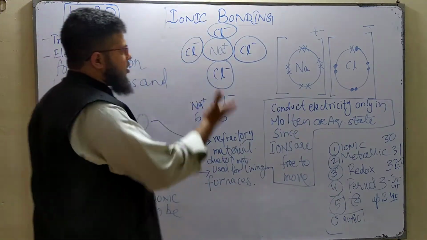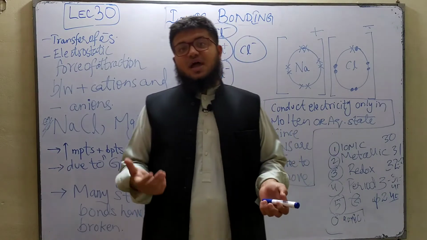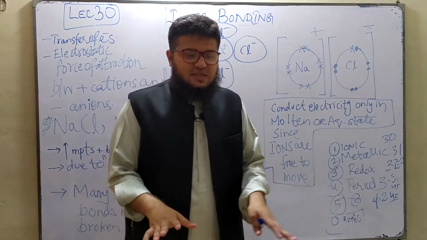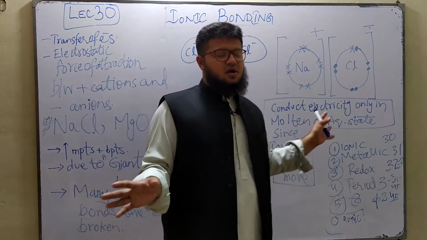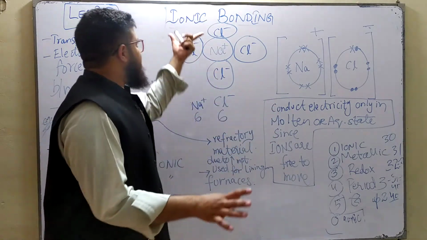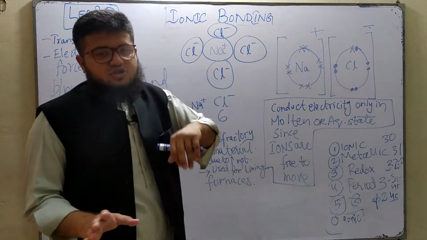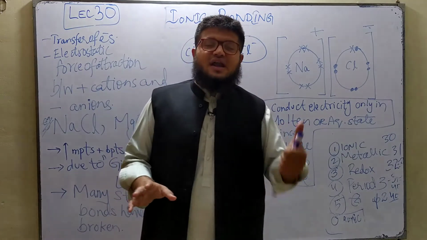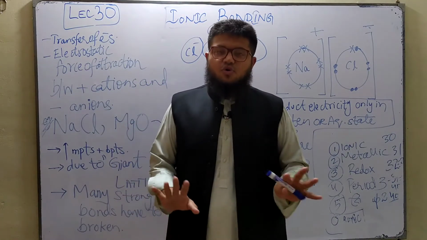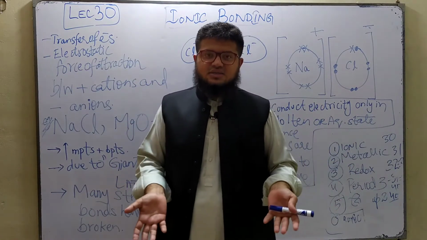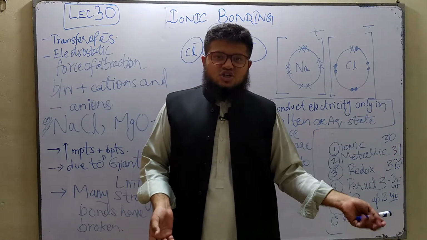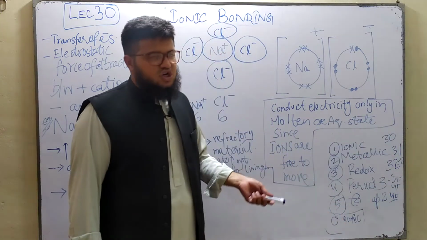All right, so ionic bonding, from your O levels you already know what that is. The definition is exactly the same, there is no difference in here. So what are ionic bonds? These are strong electrostatic forces of attraction formed between a positive cation and a negative anion. I hope you guys know what cation and anion are. An anion is a negatively charged particle and a cation is a positively charged particle.